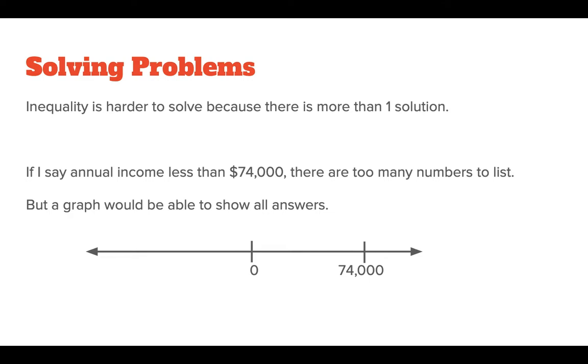So as you can see, I have a number line. In the middle of my number line is 0. Over here I have 74,000. I don't have to go ahead and list increments all the way to 74,000. I'm just going to put the 74,000 there. And then I'm going to put this open circle to say it has to be less than 74,000. It can't be exactly 74,000 because that's not less than 74,000. And I made an arrow going to the left.